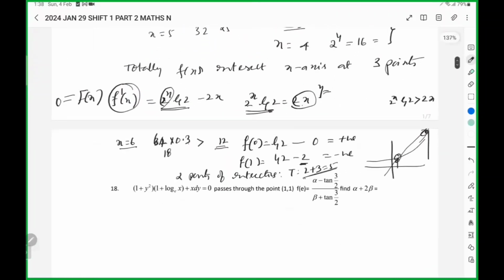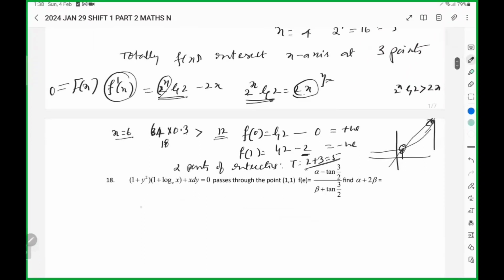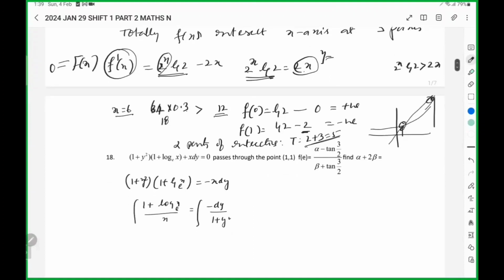Here, this one: 1 plus y square into 1 plus log x to the base e by x is minus dy by 1 plus y square. Integrating both sides, integral 1 by x dx plus log x to the base e by x dx is minus tan inverse y plus c.